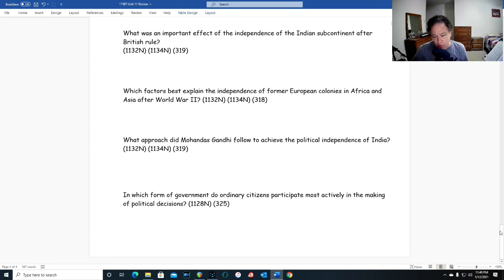What approach did Mohandas Gandhi follow to achieve political independence of India? All right, and by the way, keep in mind that Mahatma Gandhi and Mohandas Gandhi are the same person. Mahatma is simply his nickname. So Gandhi had a theory, and his theory went like this. One country cannot oppress another country without a certain amount of cooperation from the victims.